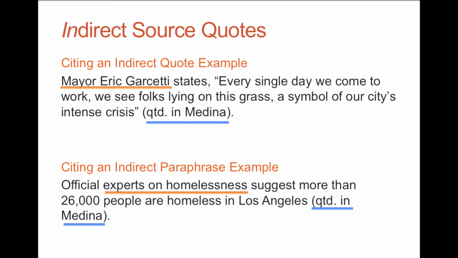The abbreviation that you use in your parenthetical citation is no different whether or not you're quoting a direct quote or a paraphrase. They both are quoted in. The abbreviation QTD period, the word in, and then the author's name.